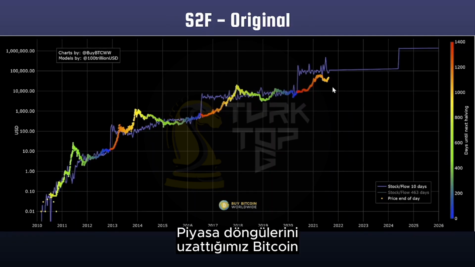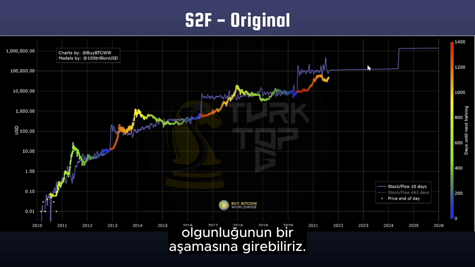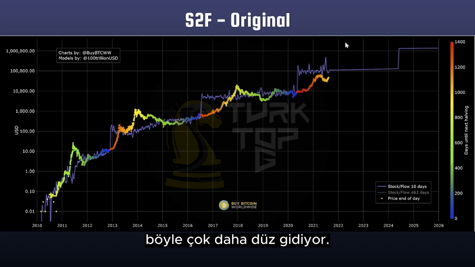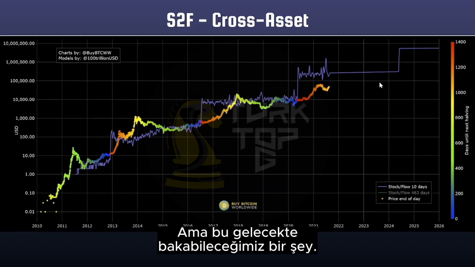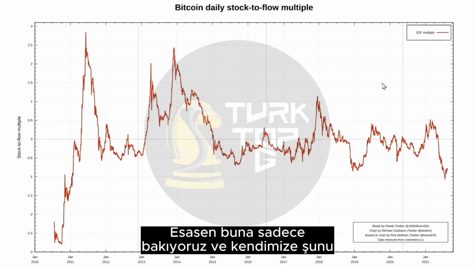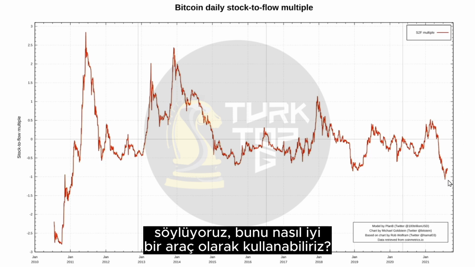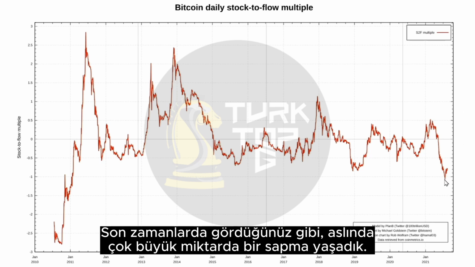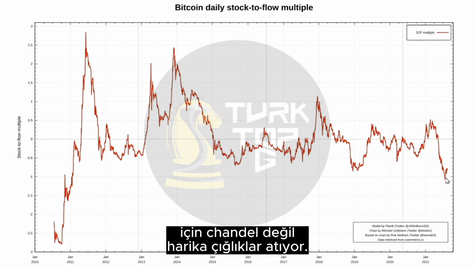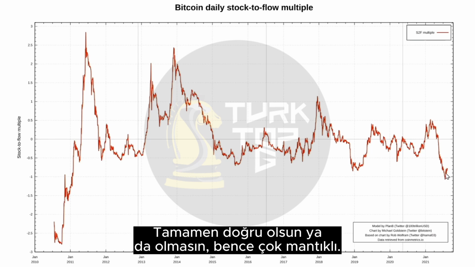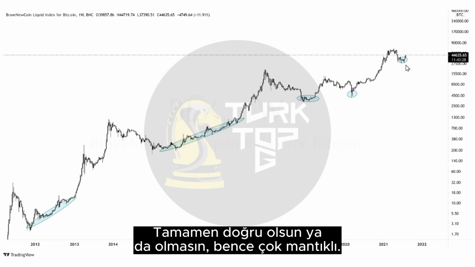Let's be honest. We might enter a phase of Bitcoin maturity where we just have extended market cycles that go a lot flatter out into the future like this instead of having huge run-ups. And as a result, most of the volatility may move down into small caps. But that's something that we can look at in the future. Essentially, we're just looking at this and saying to ourselves, how can we use this as a good tool? You can see recently, we actually had a huge amount of deflection away from where the stock to flow predicted price should be, which to me screams great buying opportunity. Whether or not it's perfectly accurate, I think that it makes a lot of sense.